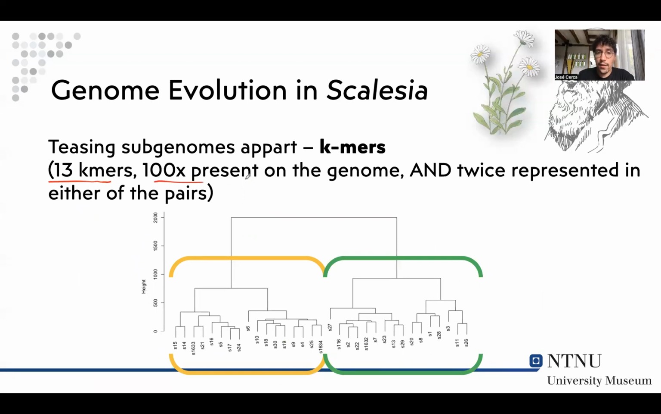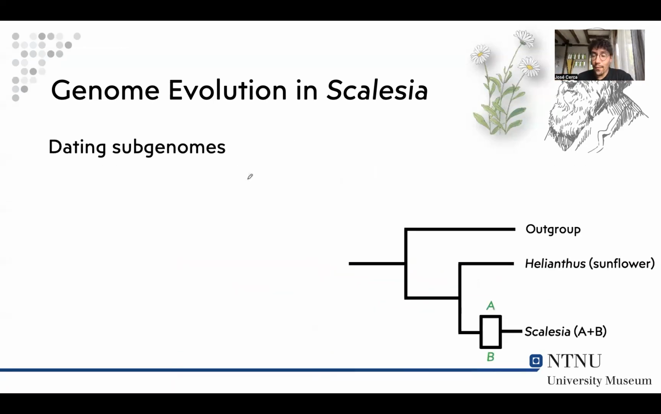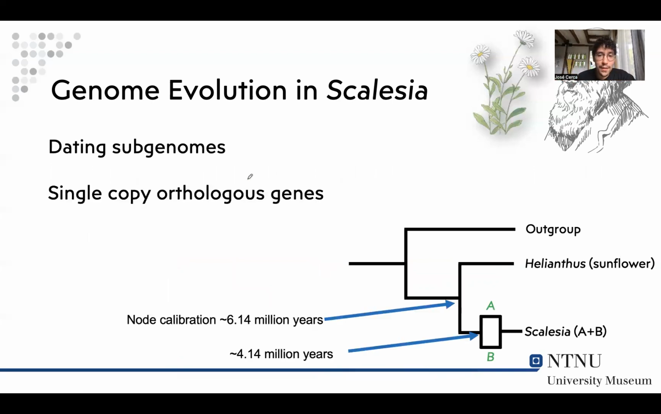And then I said, I want k-mers that are present at least 100 times at each chromosome, because I want to actually target repeats, so repeated areas on the genome. And then I want any given k-mer to be twice represented in either member of the pair. So for example, if one pair was 100, the other one had to be 200 or more. If one pair was 500, the other one had to be either 250 or less, or more than 1000. And using this information, I could separate the two subgenomes, and this really helped us obtain those two ancestral genomes that are inside the assembly of Scalesia.